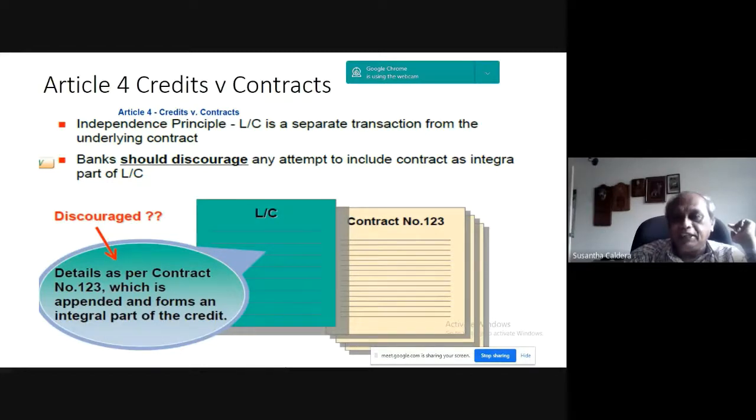Banks should discourage any attempt to include the contract as an integral part of the LC. But we have nothing to do; some customers do it, right? In the LC clause they put: details as per contract number 123, which is appended and forms an integral part of the credit. Don't do it. This is of paramount importance. Right? Don't do it. You're discouraged. You have to say no. Right? Customers, say no.